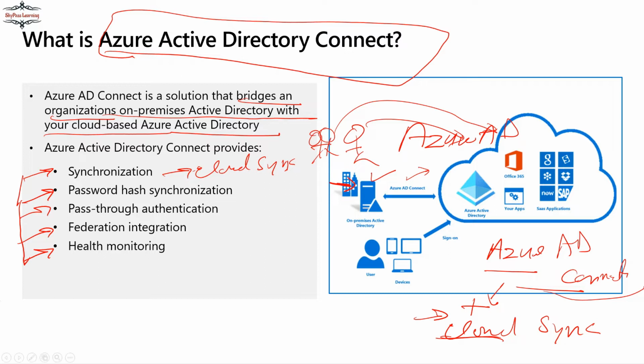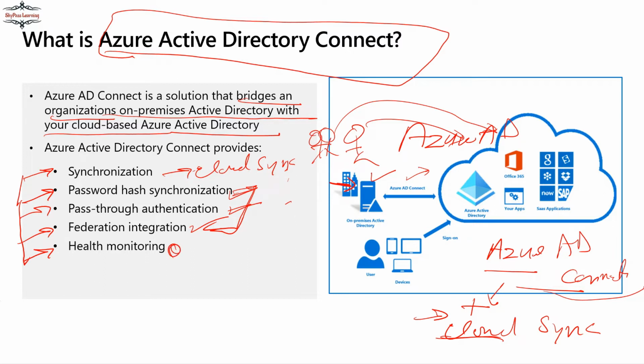Synchronization is responsible for syncing your on-premises objects to the cloud, whereas the password hash synchronization, we will take them out one by one, all of them. It's basically used as a sign-in authentication method. This one is also a sign-in authentication method. This is another sign-in authentication method. So these three are the sign-in authentication methods. We will discuss this in the upcoming slide in more detail. And the last one is health monitoring.